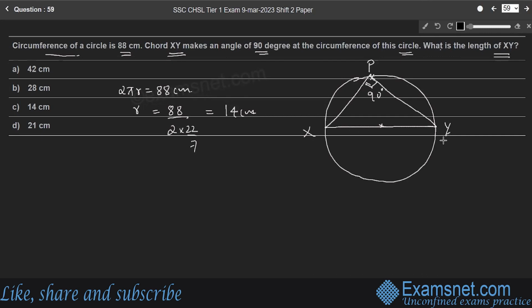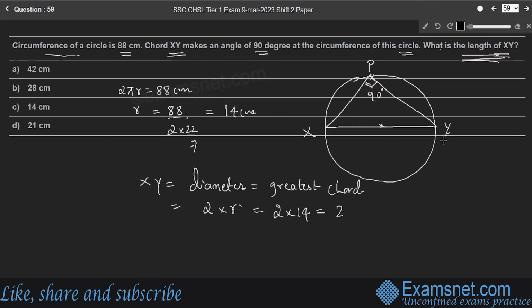So here we need to find the length of XY. XY is nothing but the diameter, which is the greatest chord. Therefore, the diameter is twice the radius, 2 times radius. So 2 into 14, which is 28 centimeters. Therefore, option B is the right answer.